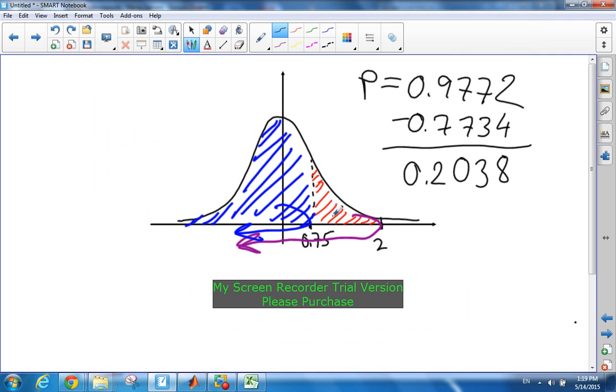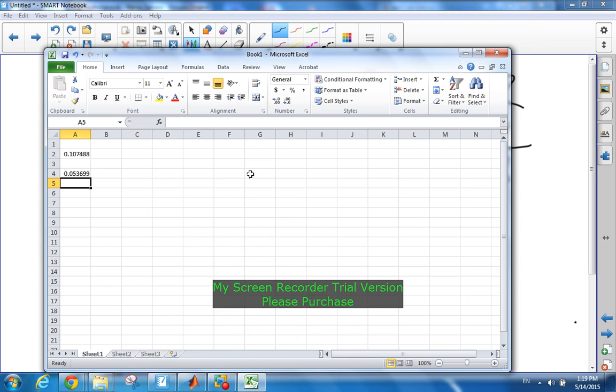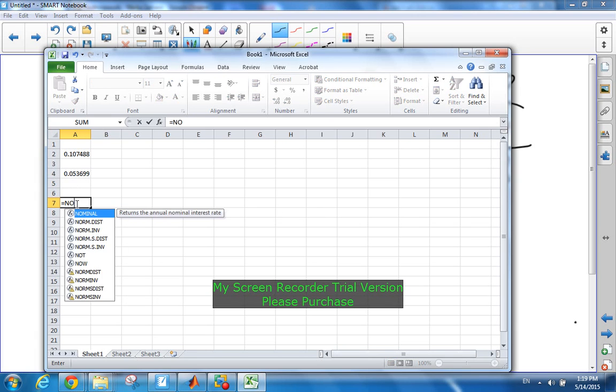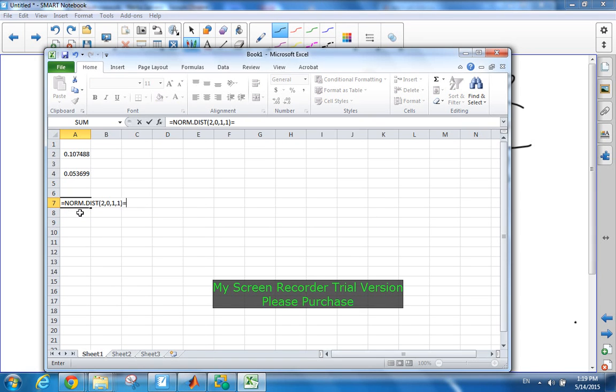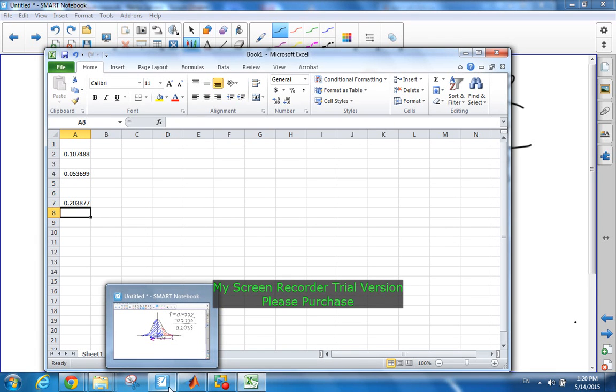Alternative way would be using the NORM.DIST function in Excel. So let me use here equals NORM.DIST of 2, mean is 0, standard deviation is 1, cumulative yes, minus NORM.DIST of 0.75, comma 0, comma 1, so mean 0, standard deviation 1, and cumulative yes. So 0.203877, so that's actually more precise.